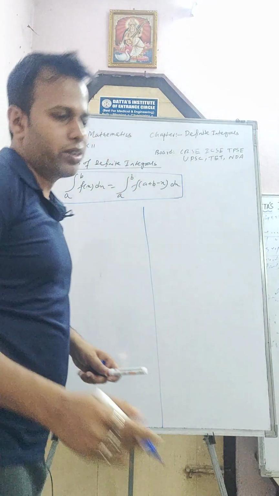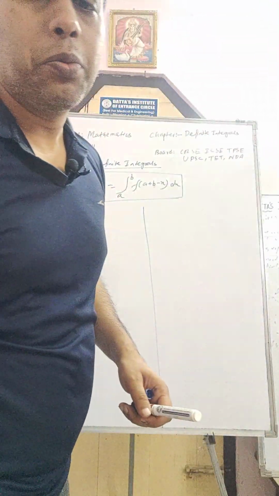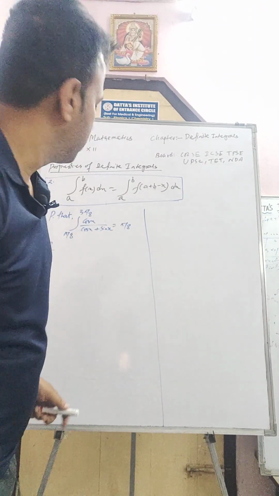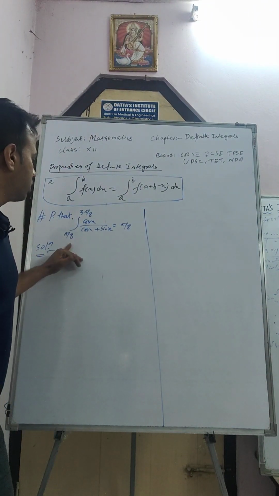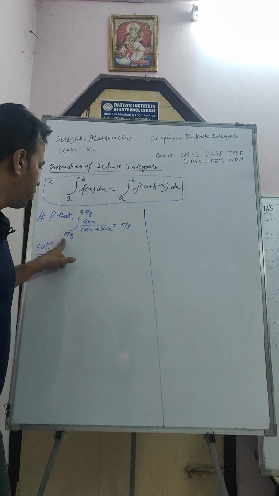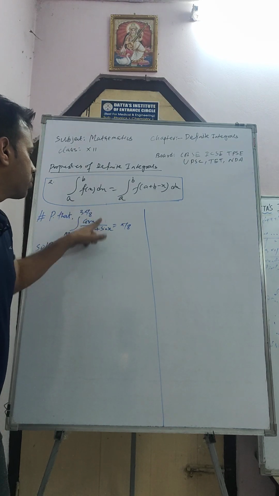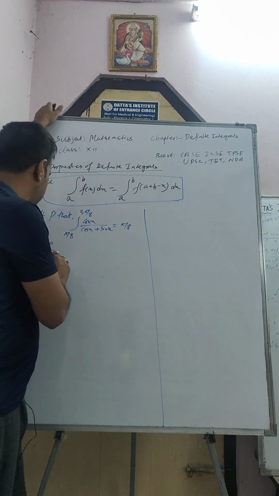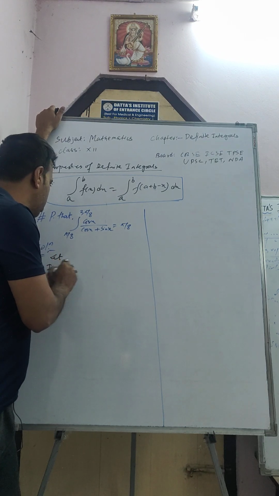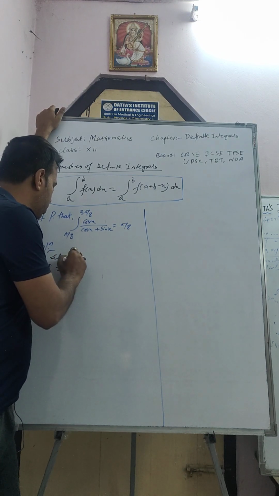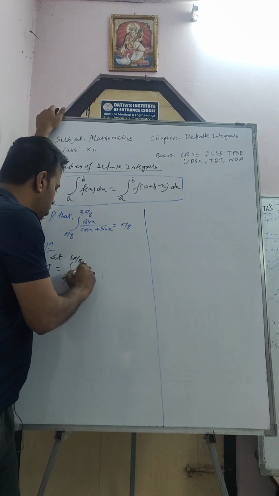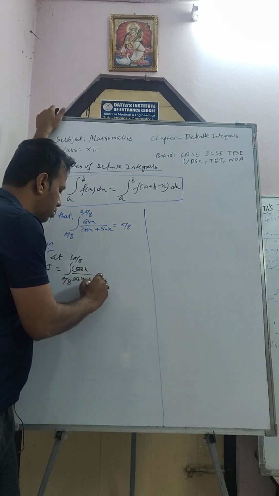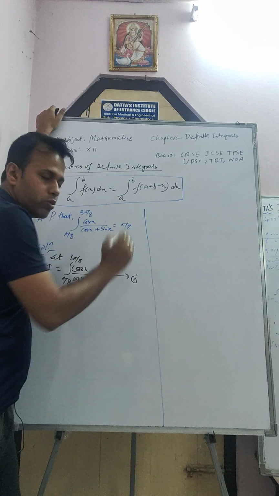So our first problem, students: prove that the integration from pi by 8 to 3 pi by 8 of cos x by (cos x plus sin x) dx is equal to pi by 8. We have to prove this one. So let I equal the integral from pi by 8 to 3 pi by 8 of cos x by (cos x plus sin x) dx. Call this equation 1.